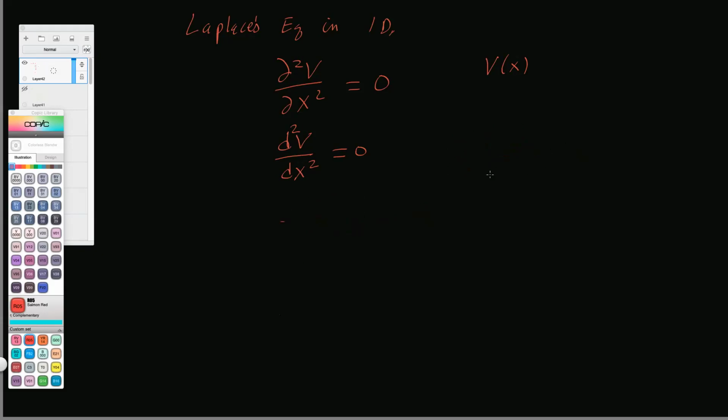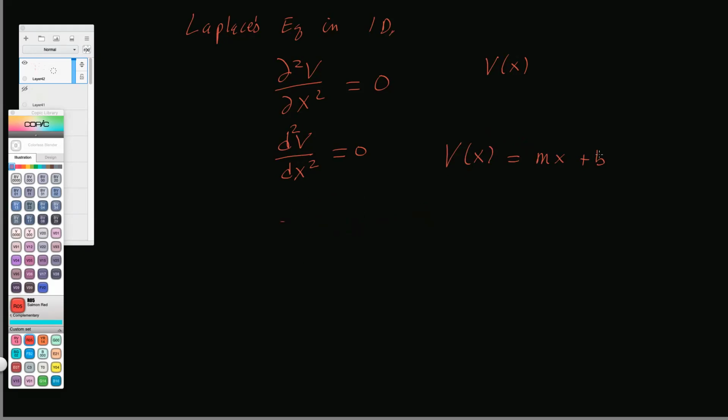Let's just think about what functions, when you take the second derivative, you get 0. Well, it's linear functions, right? So v of x must be mx plus b. Think about it: you take one derivative, you get m. You take another derivative, you get 0, right? Now, we don't know what m and b are.